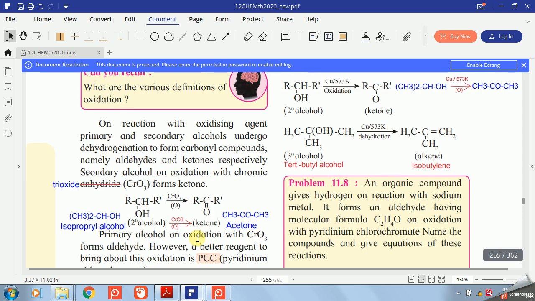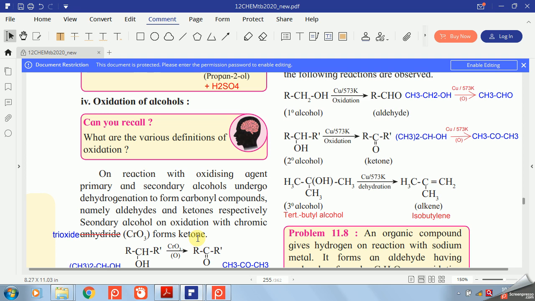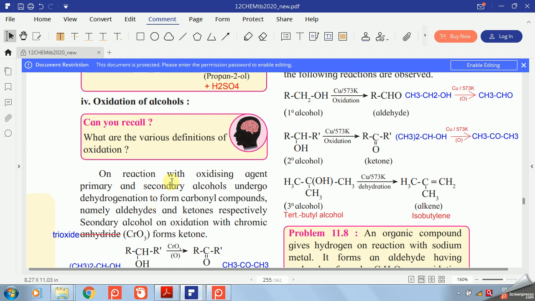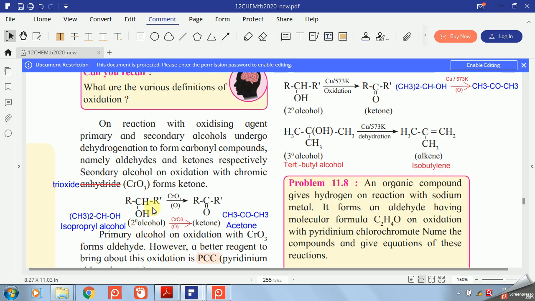Then next is the oxidation reaction. This is totally new for you. Can you recall the various definitions of oxidation? All are familiar with the definition of oxidation that you learned in 10th standard as well as in 11th standard under the heading of redox reactions. Addition of oxygen is your old concept of defining oxidation. So here also you have to add oxygen to your alcohol. If we add oxygen to your alcohol, then what happens?